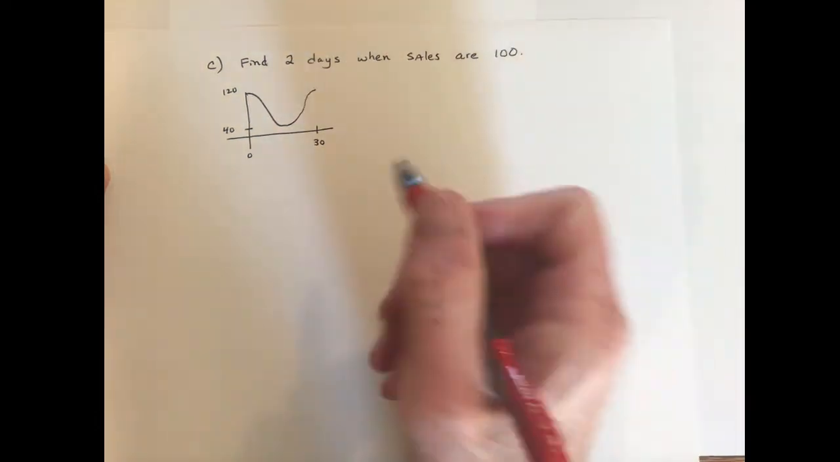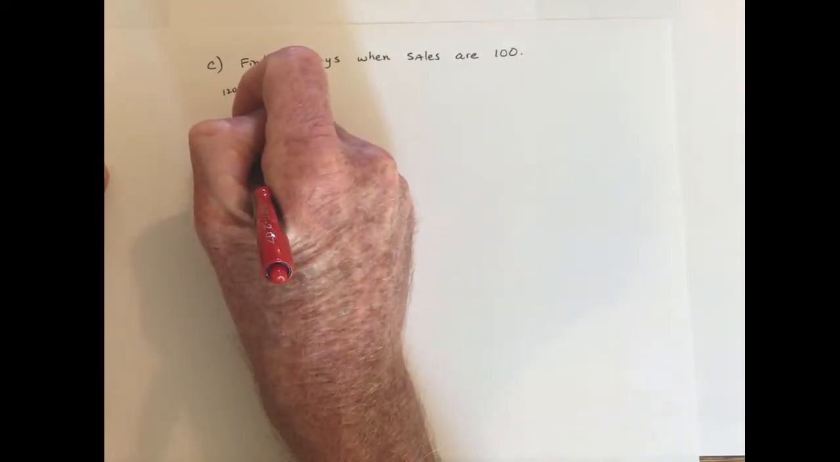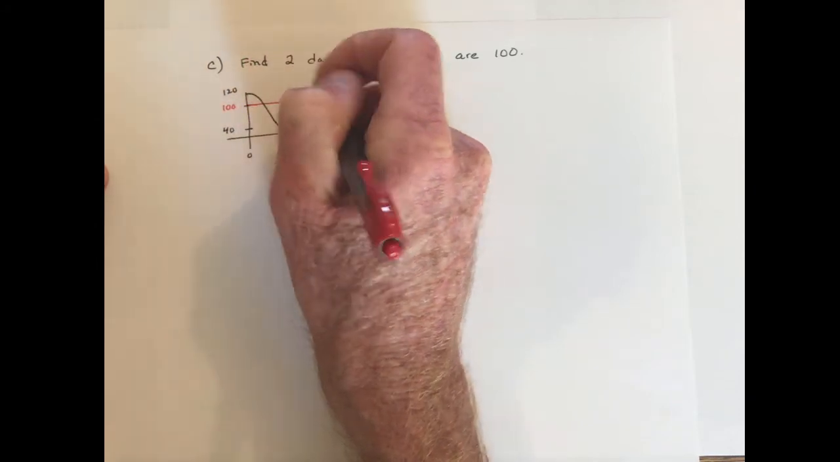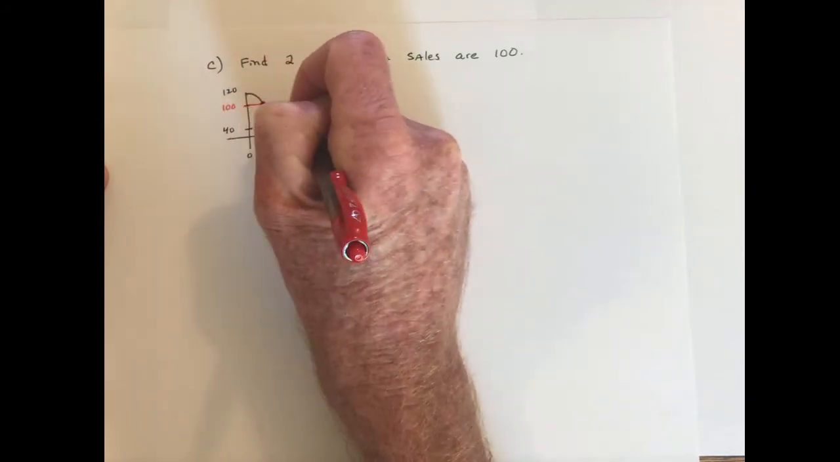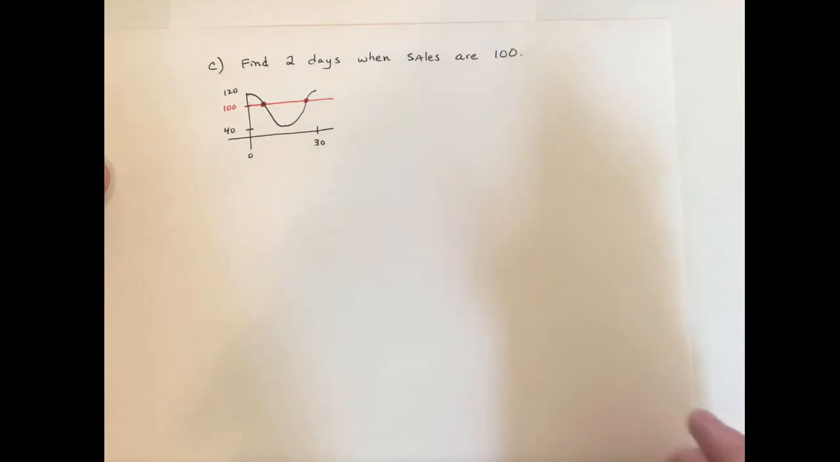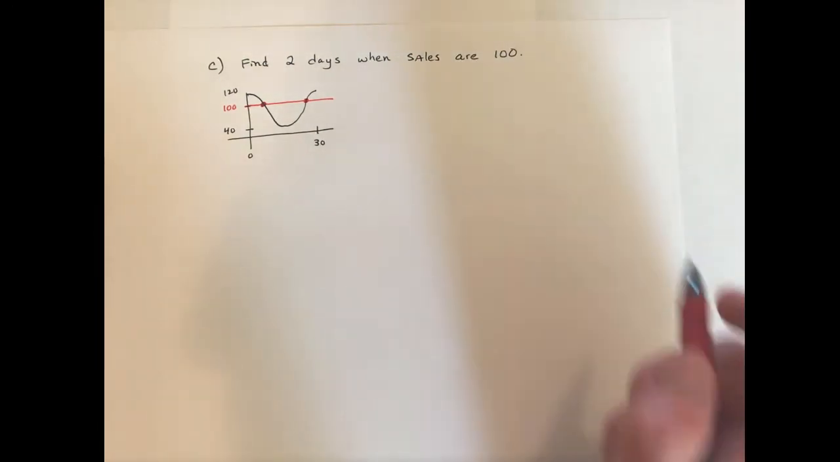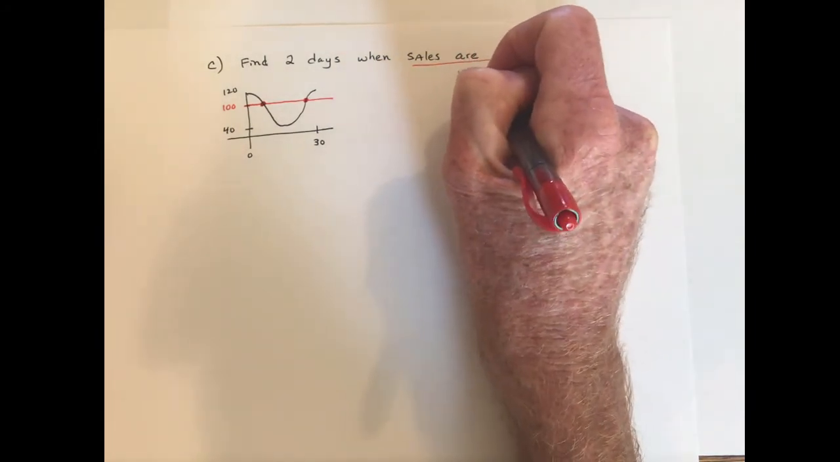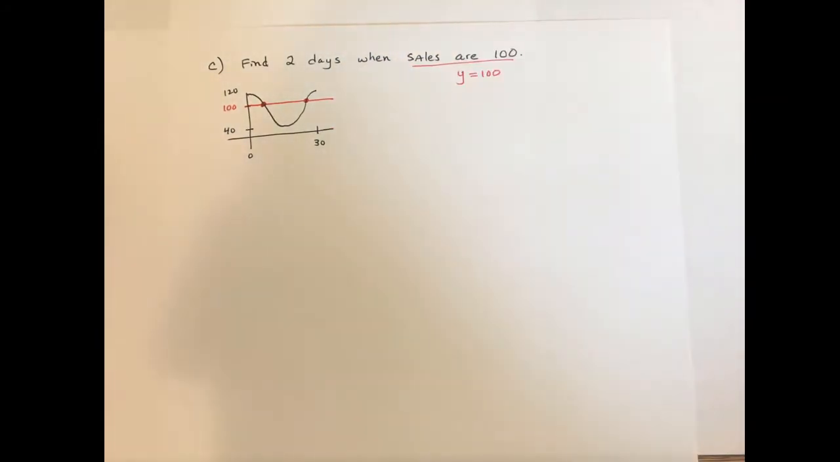So now this question is saying, if you have a line right here where sales are 100 and you go across, there's actually going to be 2 days when they have 100 for their sales. What are those 2 days? Well, sales are 100. The sales are actually the y value. So this is actually saying use y equals 100.